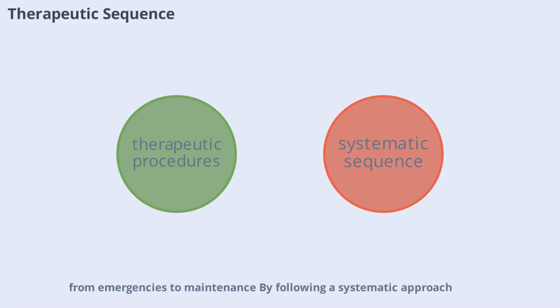By following a systematic approach, clinicians can ensure that all aspects of oral health are considered and treated appropriately. This logical sequence not only improves outcomes but also helps patients understand the steps involved in their care. Let's begin by exploring the preliminary phase, which focuses on immediate concerns and emergencies.